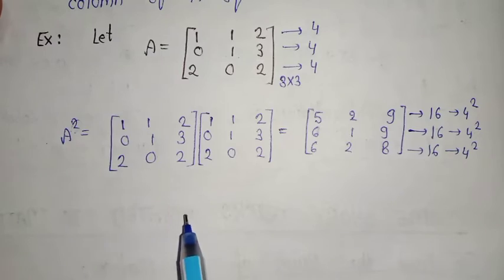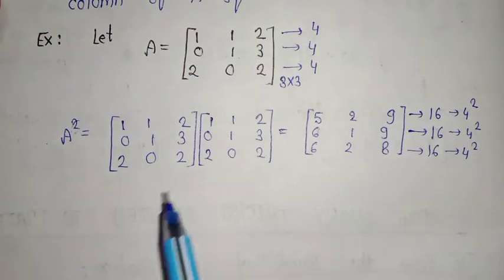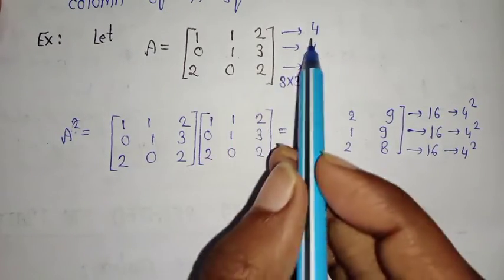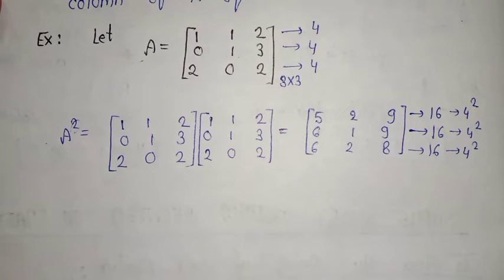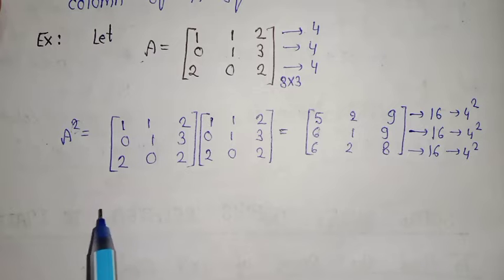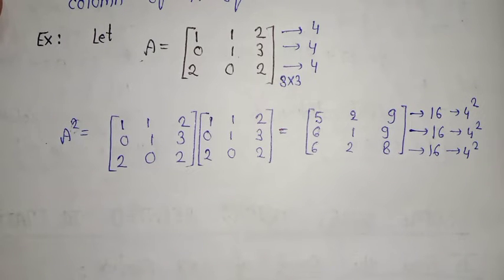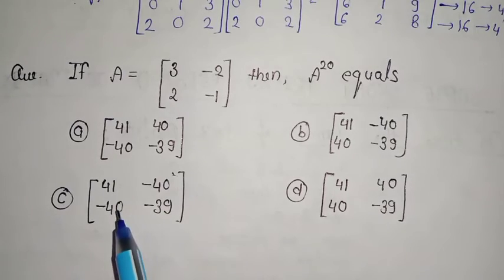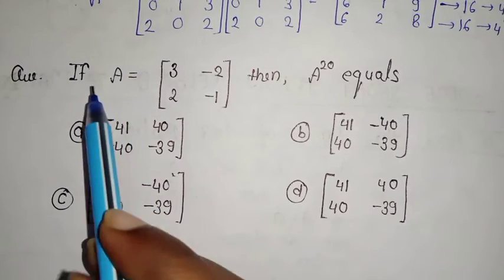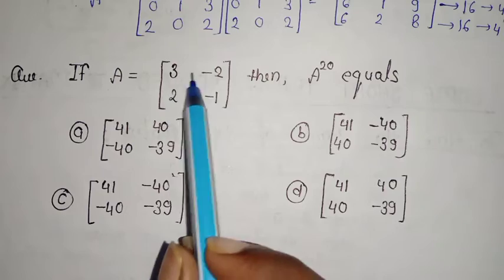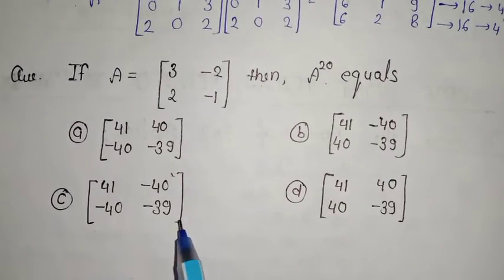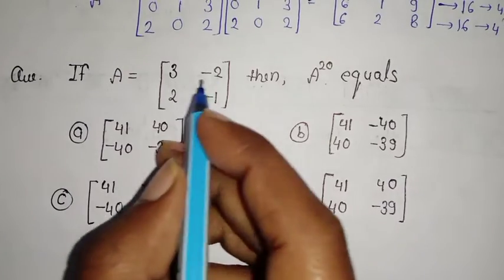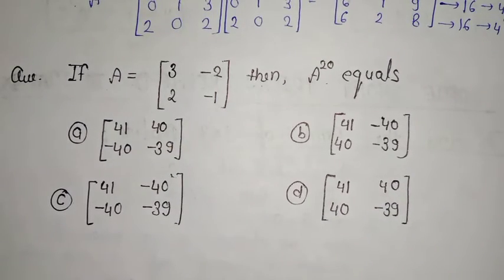We will just check the row sum and try to find which option has the same row sum as A has. I will take one example which was asked in CSIR NET, and I will show you how to apply this method on any question. This is the question asked in CSIR NET. It is given that A is a 2 cross 2 matrix, then A raised to power 20 equals. We have to do nothing, just check the row sum. If the row sum is the same, then we can apply our trick number 2.